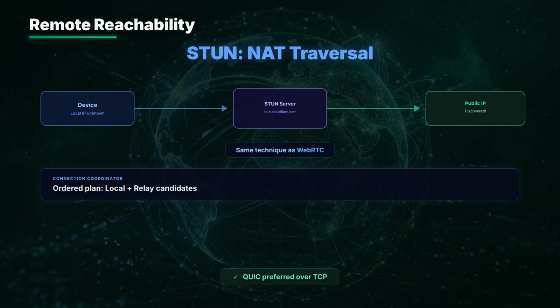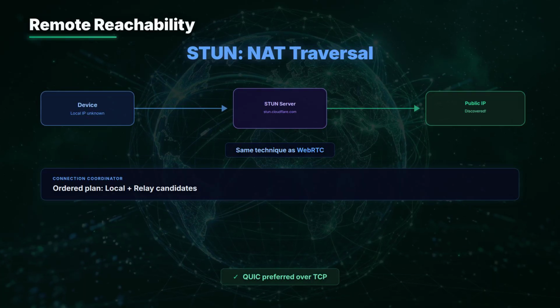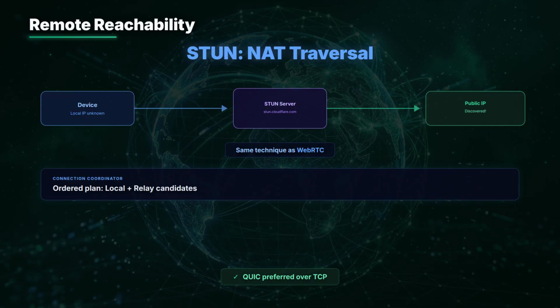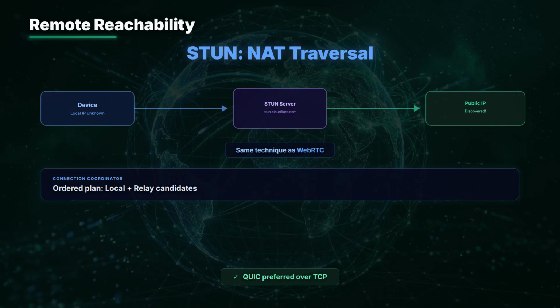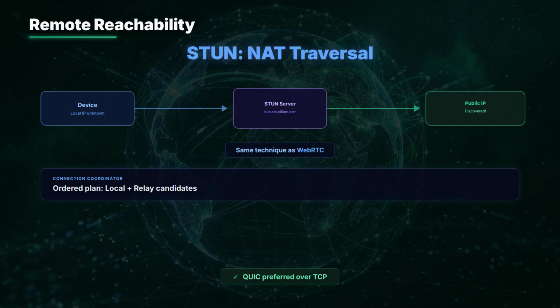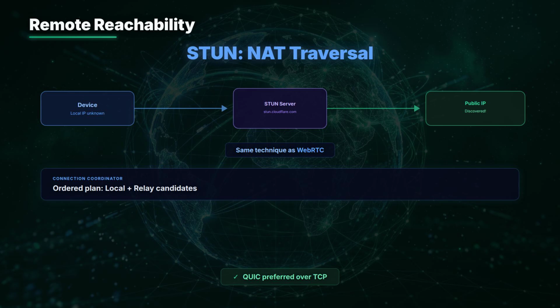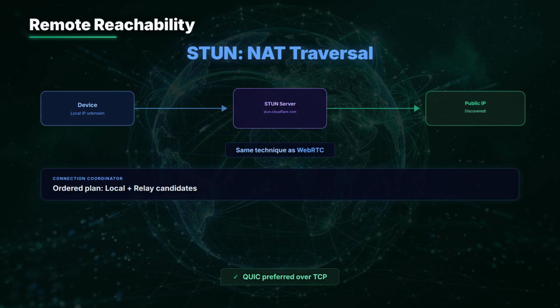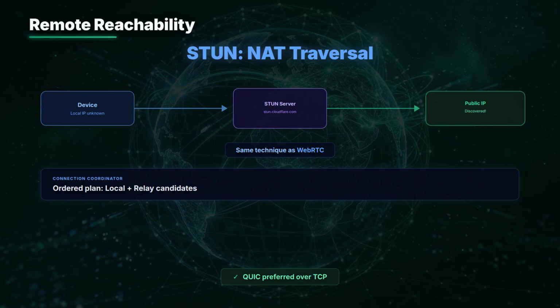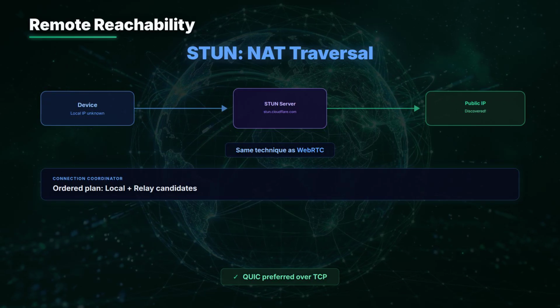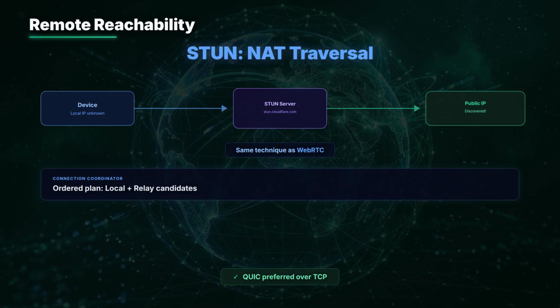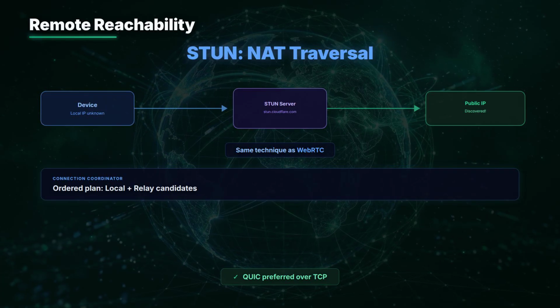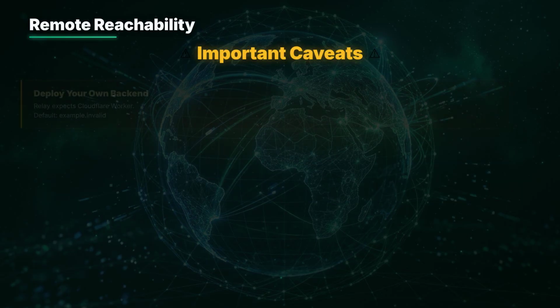To discover its own public address, Loom includes a STUN probe implementation built from scratch. STUN stands for Session Traversal Utilities for NAT. Loom sends a binding request to a STUN server, by default Cloudflare's at stun.cloudflare.com, and parses the XOR mapped address from the response to learn its public IP and port. This is the same basic technique used by WebRTC and VoIP applications for NAT traversal.